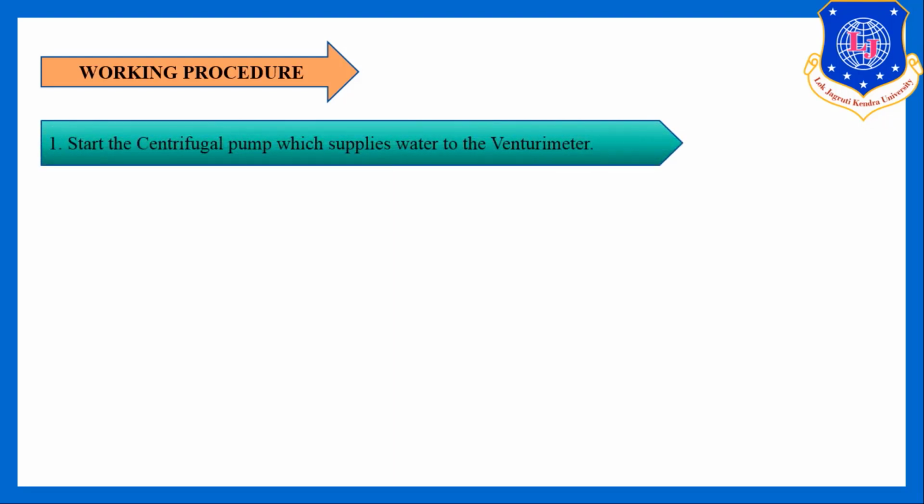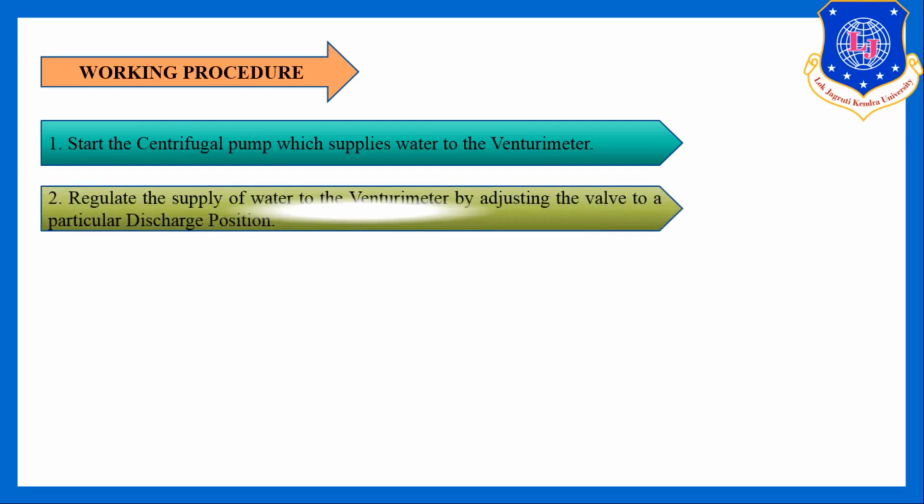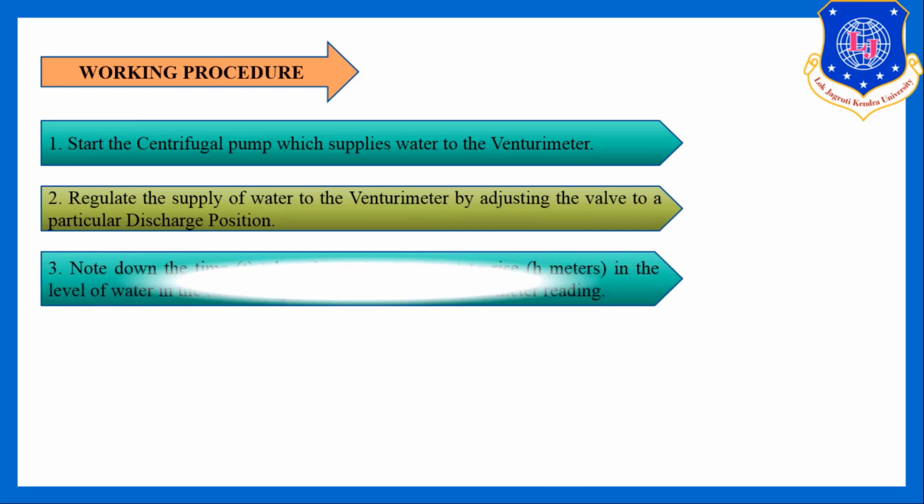Now let's discuss the working procedure: how we can conduct the experiment, what the procedure to conduct the experiment is, and then we will see the video of our experiment. The first step is to start the centrifugal pump which supplies the water to the venturimeter. Then regulate the supply of water to the venturimeter by adjusting the valve to a particular discharge position. That means with the help of the valve, we can adjust the flow rate to the venturimeter.